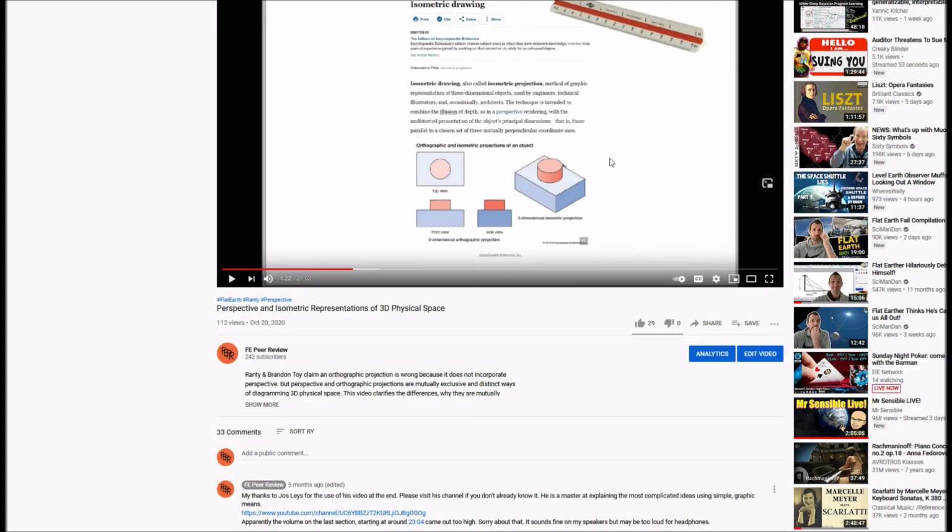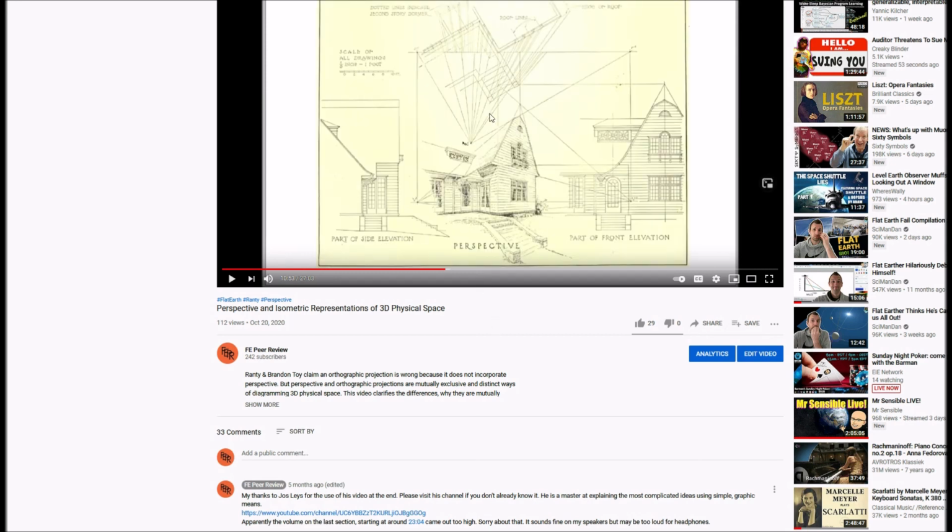But just for the record, this is my video on orthographic and perspective views. Perspective and orthographic representations. I gave definitions of both from various sources. I showed how they're used in architecture, for example, here's a perspective view that's created using an orthographic view. Here are the plans, the elevations and the plan orthographic drawings used to create this perspective drawing. I gave that all to them. Never got a response, of course.